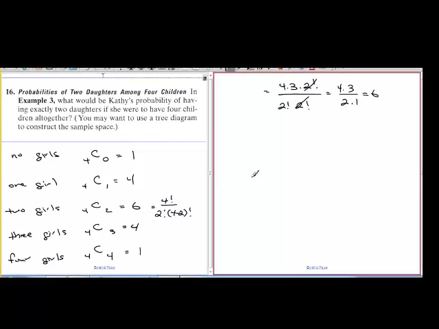So those are the 5 different possibilities. No girls means you'd have a boy, a boy, a boy, a boy, and then you'd go insane. I don't know what happens with 4 girls. You probably still go insane, just not as much.